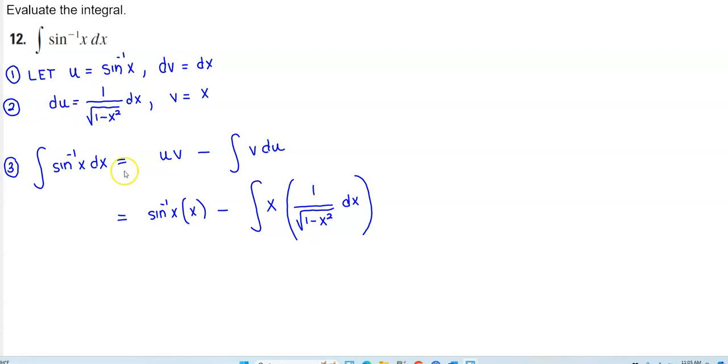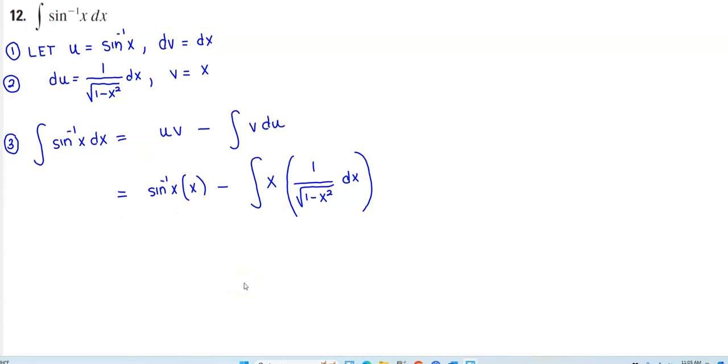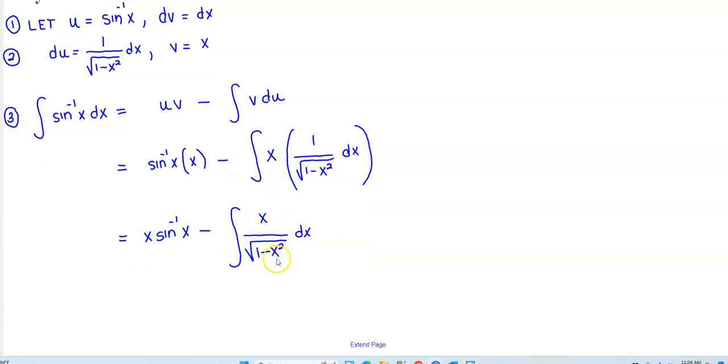Now let's simplify this a little further. So we have x times the sine inverse of x minus the integral of x over the square root of 1 minus x squared dx. Now we have to look at this integral and determine whether we need to do this by integration by parts or just u substitution.